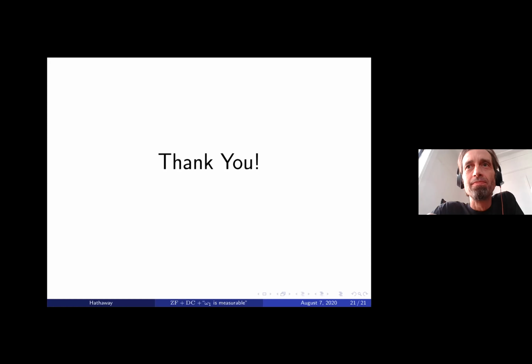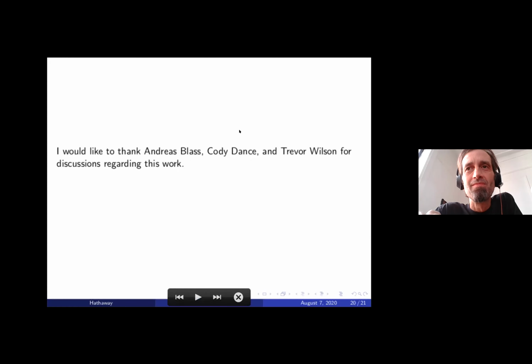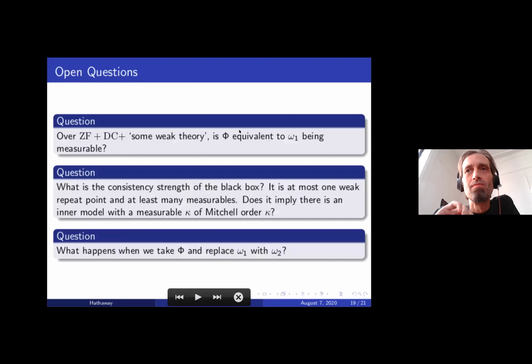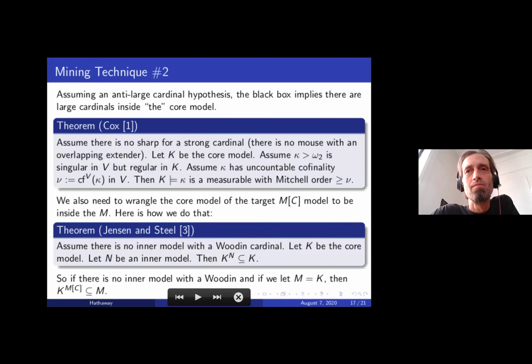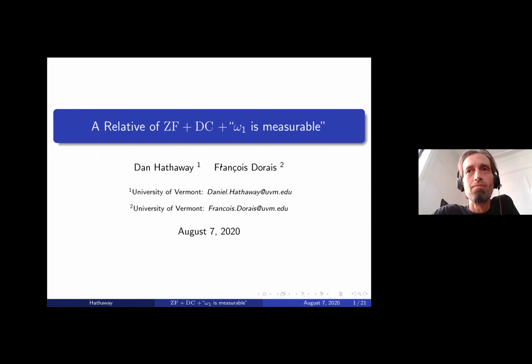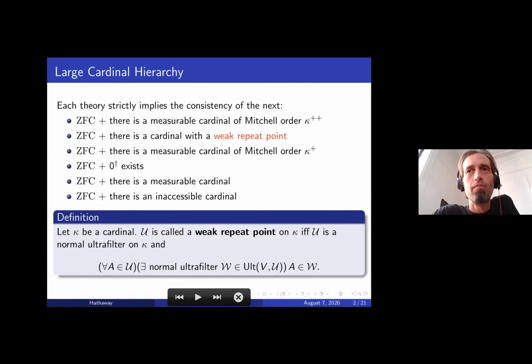I have a question way back at the beginning, because I don't know anything about these weak repeat points. You had them sandwiched between Mitchell order kappa plus and Mitchell order kappa double plus, and there are a few more ordinals between kappa plus and kappa double plus. Is anything known about the connection between repeat points and any of those ordinals as Mitchell order?